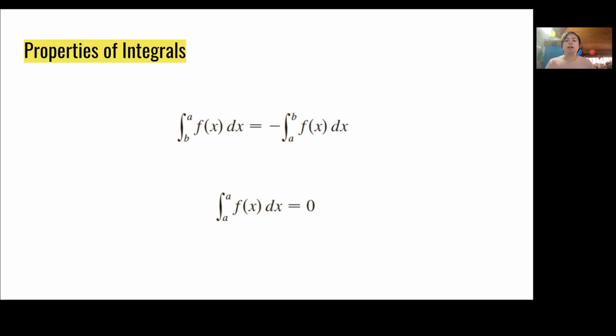So the first property is that if you flip your endpoints, so flip from x equals b and x equals a to going from x equals a to x equals b, you pick up a negative sign. So just be careful if you see this. Usually that just means, if you're changing your coordinate system, this will come up. Yeah. And then the next property should be relatively straightforward.